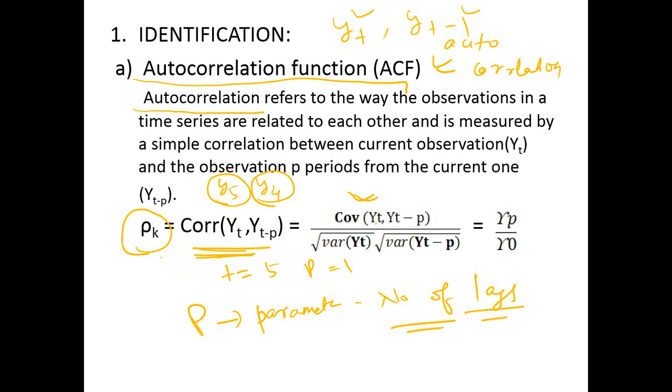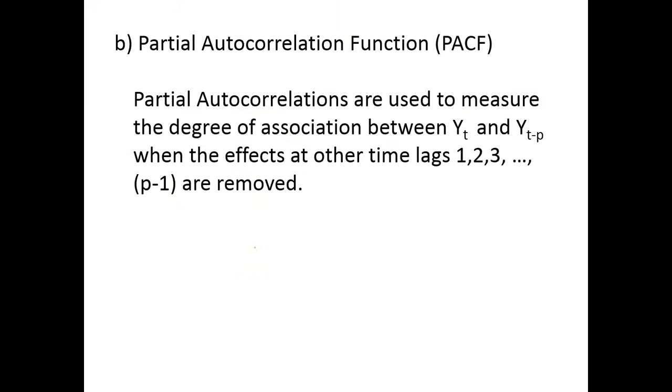So how do you find it? Covariance of yt and yt minus p, just put in the values of t and p. We have taken t equal to 5 and p equal to 1, and you can have any values there. It's just a correlation formula: the covariance divided by the square root of var of yt times the square root of var of yt minus p. Then you find the autocorrelation value, or the correlation. Autocorrelation is nothing but a correlation, just that we call it autocorrelation because the correlation is taken with the same series. Normally correlation is taken between two different variables, but here it's only one variable. That's why we call it autocorrelation.